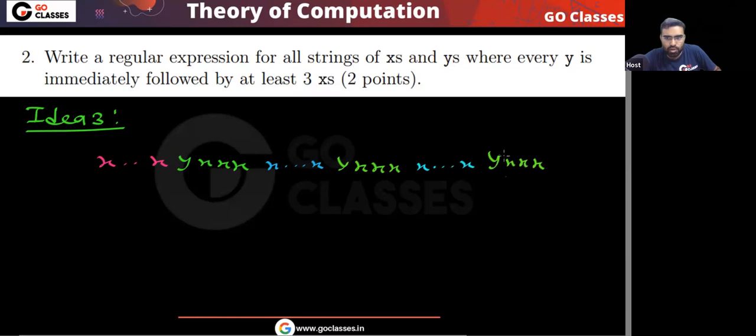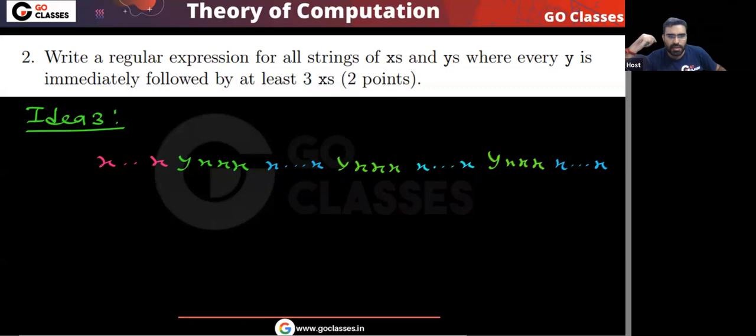Agree with me? Let's assume this is the last y. Now, what can happen? Then, in the end, you will have any number of x. Any number of x can be there in the end.